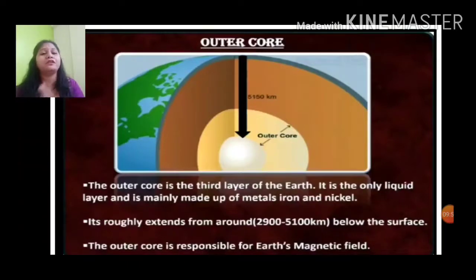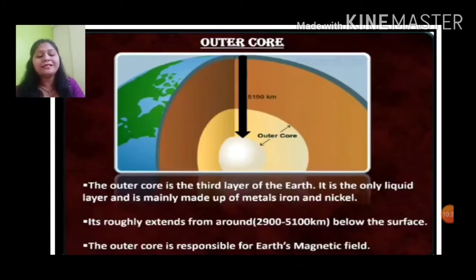Very much you should pay attention to this. This is very important from the exam point of view. Now let us move to the outer core. My dear students, the outer core extends from 2900 kilometers to 5100 kilometers. The secondary waves cannot pass through the core. Secondary waves are the waves which are generated in the mantle. The waves generated in the mantle pass everywhere, but they cannot pass through this. They get absorbed in the outer sections.